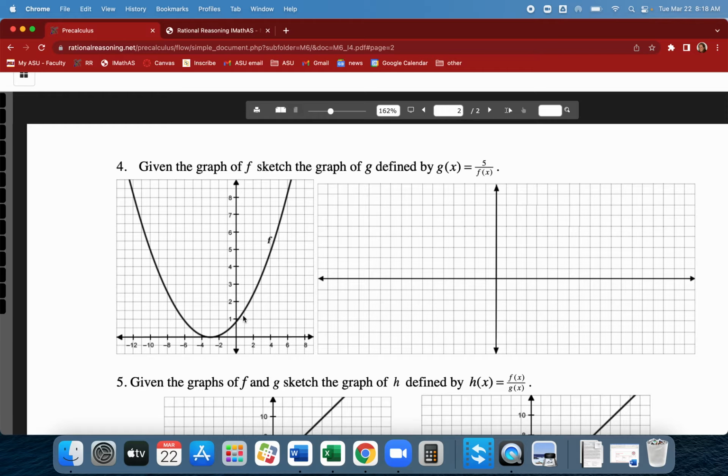Everything in between here is going to be large and positive. Everything outside is going to be smaller and positive. And it has to stay positive. So there's not too many ways this graph could look.